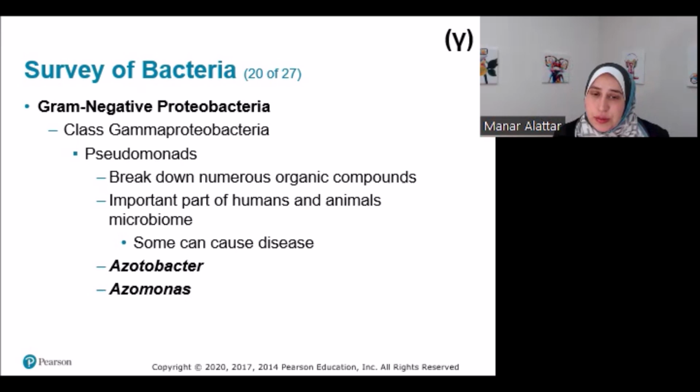Then there are also nitrogen fixers that are soil dwelling in this category, like Azotobacter and Azomonas, both of which live within the soil as nitrogen fixers. But the distinction between these and previous nitrogen fixers that we've talked about is that they don't specifically adhere to the roots of plants.